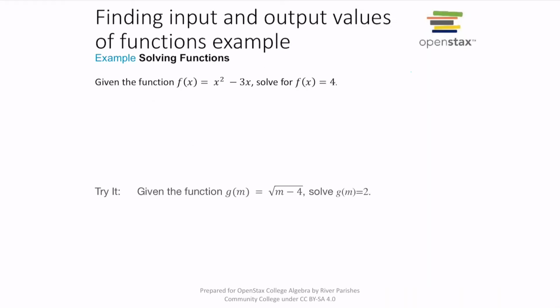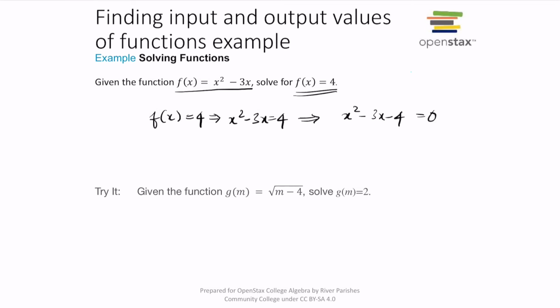Alright, in the last problem we saw the output parts. Now let's look at the input. They have given us the function f of x equal to x square minus 3x, but they have asked us to solve for f of x equal to 4. So f of x equals 4. So in place of f of x, replace it with the function, which is x square minus 3x equals 4. So which can also be written as x square minus 3x minus 4 equals 0. Now solve for the value of x.